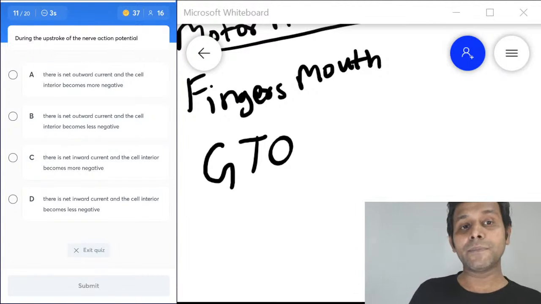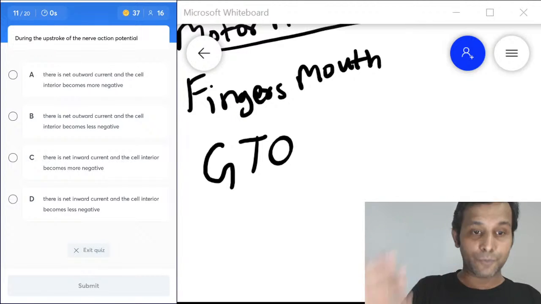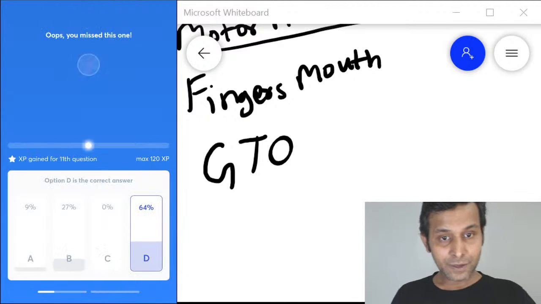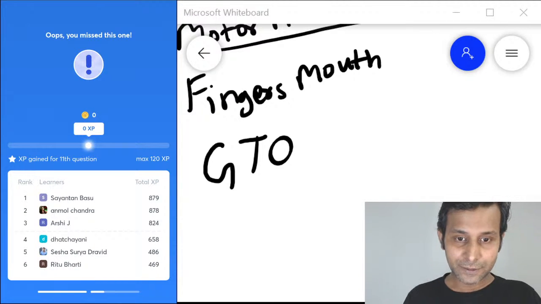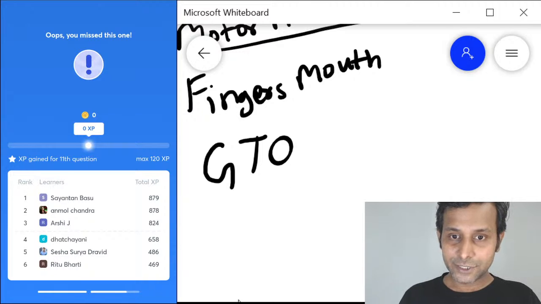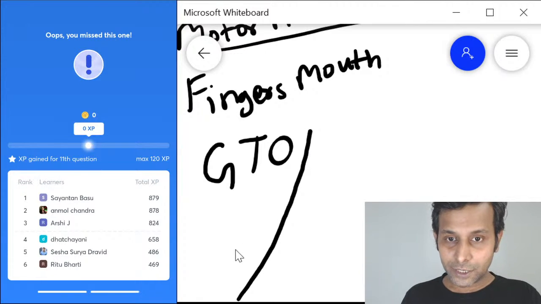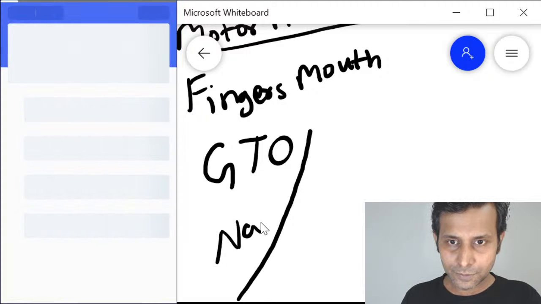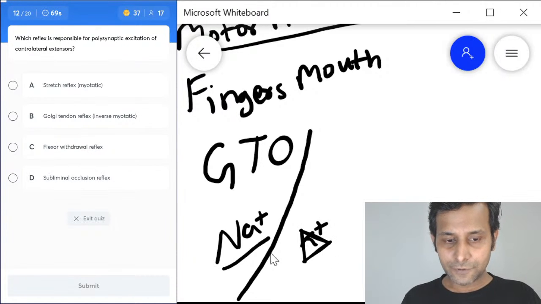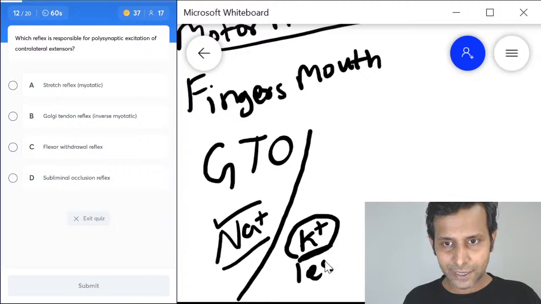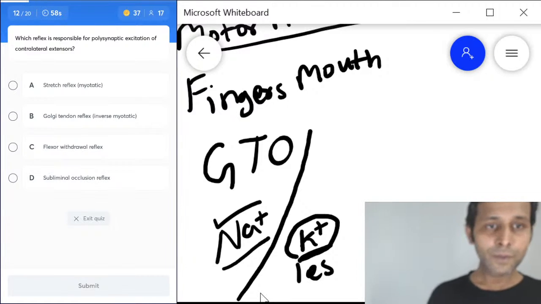The membrane potential doesn't become more negative, it becomes less negative, it goes towards positive. So the best possible answer is D. The interior of the cell becomes less negative. Remember, whenever there is an action potential in upstroke, the influx of sodium is more, whereas efflux of potassium is less. So the net inward current is more and outward current is less, hence the cell is less negative.